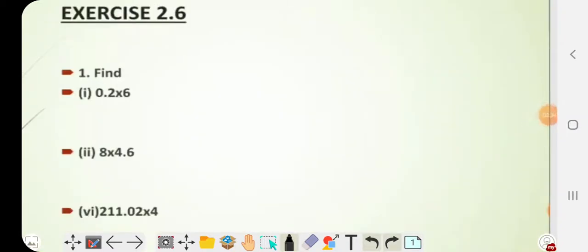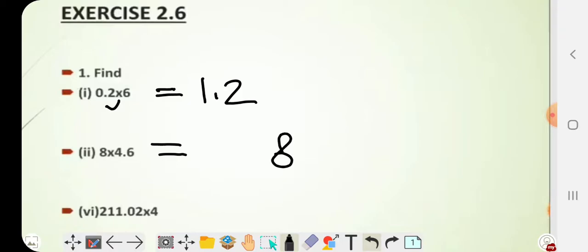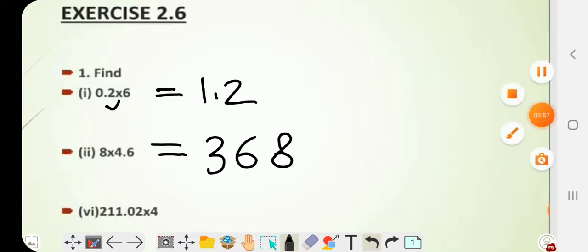Exercise 2.6, question number first. Find this multiplication. As we know 6 2s are 12, we will put the decimal before one digit because there is the decimal before one digit. Now this 8 6s are 48, 8 4s are 36. Where will we put the decimal? We will put the decimal before one digit, so it will be like this.